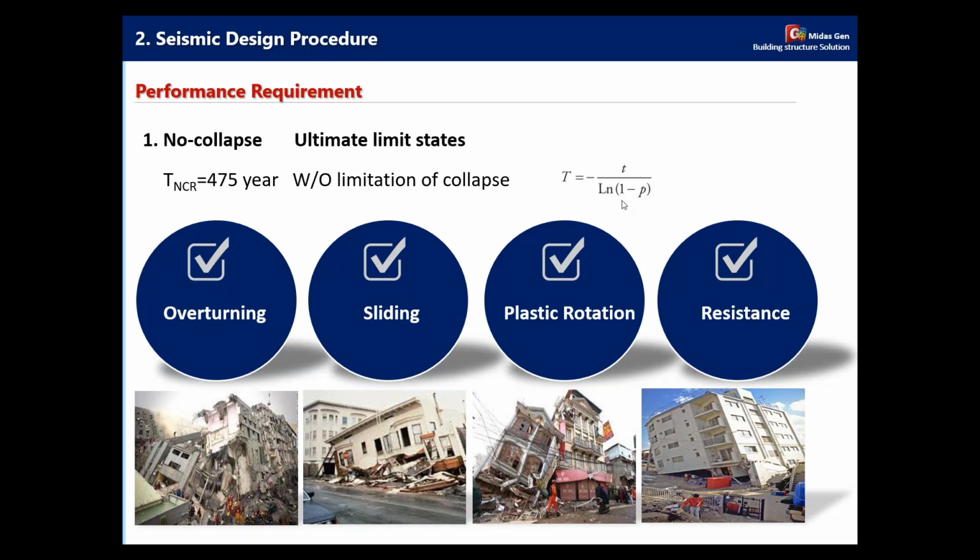This is the formulation of the return period. By definition, this return period corresponds to a 10% probability of exceedance in 50 years. So it's a probability that helps us to assess the seismic event. You can see that it's written that we have to focus on no collapse of the building.